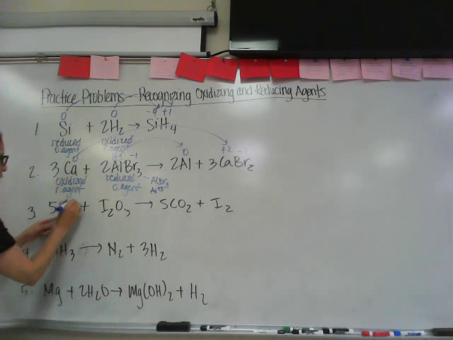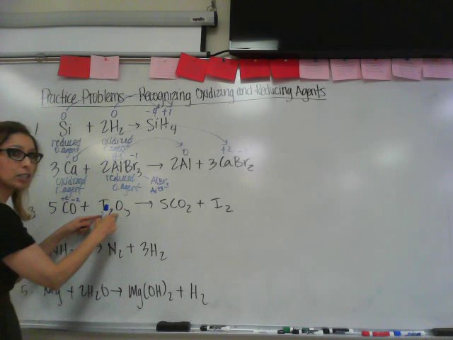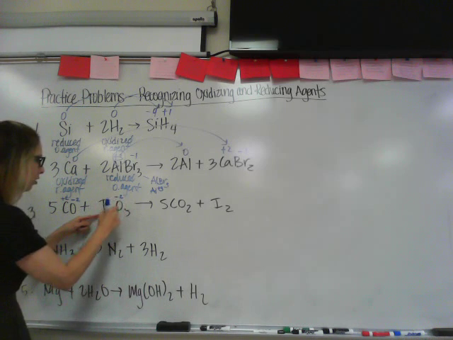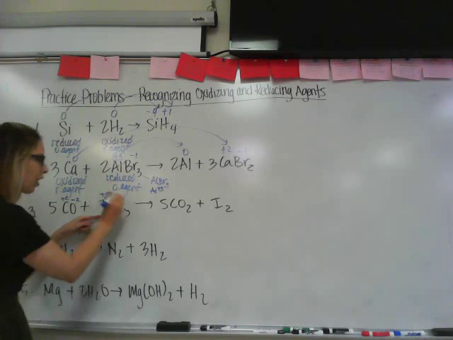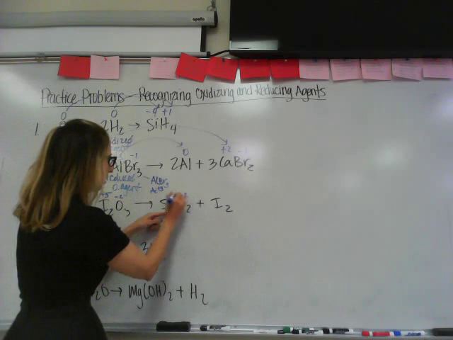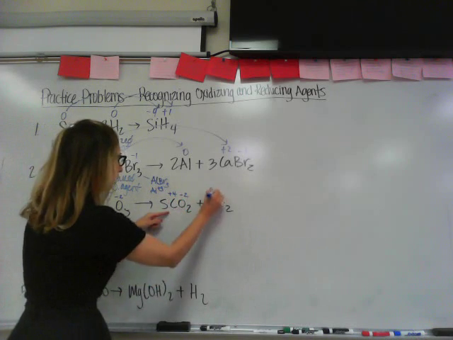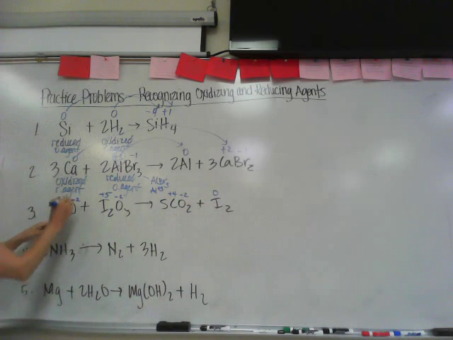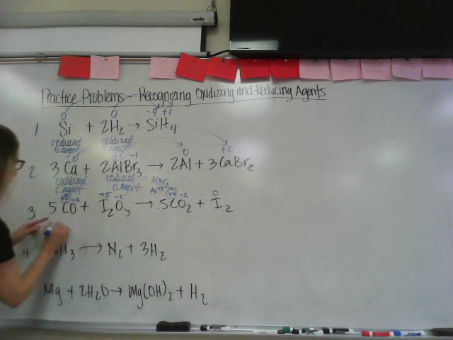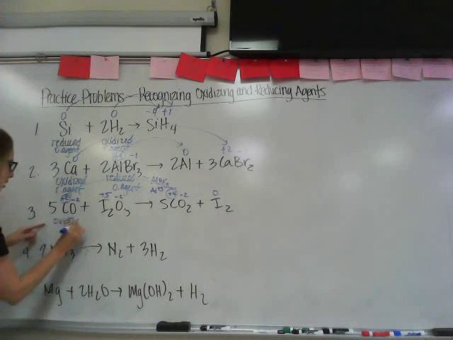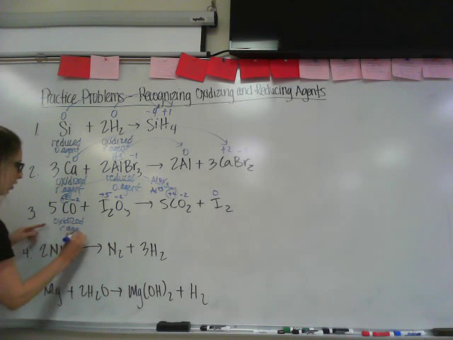The next one, you're going to put -2 on oxygen, a +2 on carbon. Oxygen is more electronegative than iodine. Oxygen's -2, iodine is +5. Oxygen in CO2 is -2, carbon is +4, I2 is 0. Carbon went from a +2 to a +4, that means this is oxidized. That makes it the reducing agent.